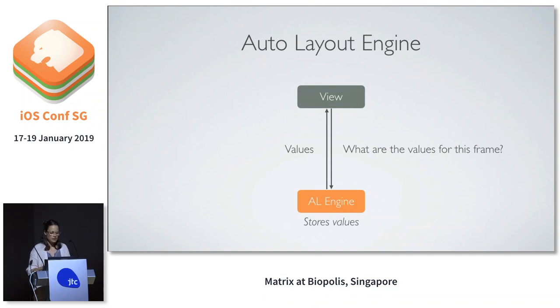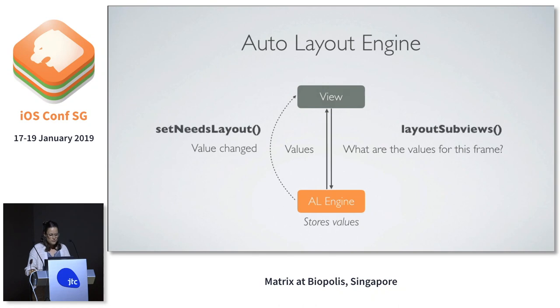And then the auto layout engine would give back the values and store them in the meantime, which is very important. And what is also important is that if a value was changed, the auto layout engine can notify the view to, on the next render pass, copy the new values from the auto layout engine back to the view. So it is always up to date.